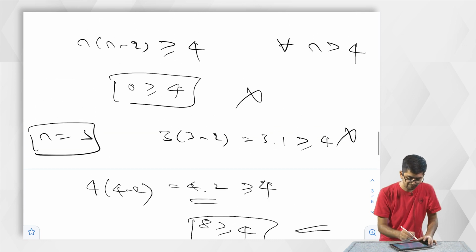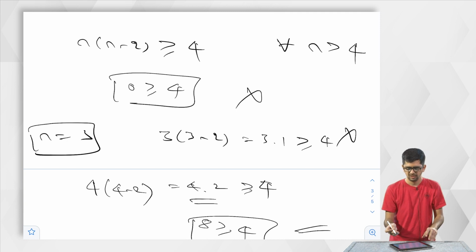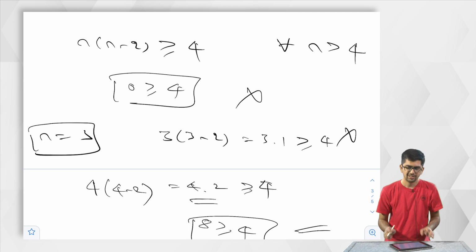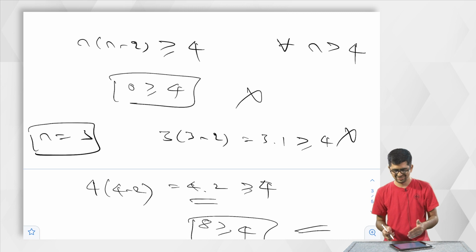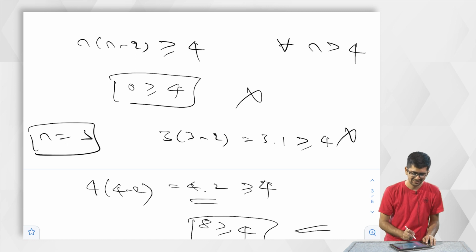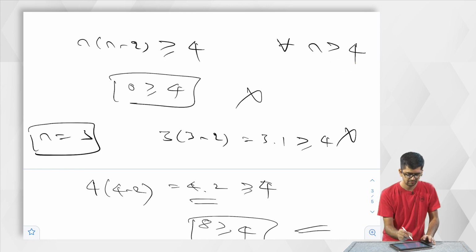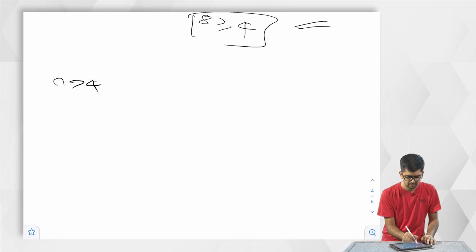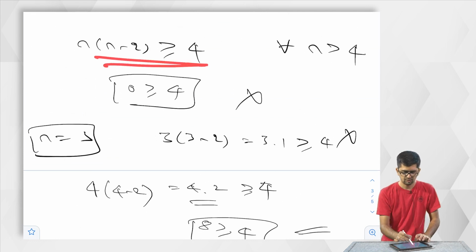So what about n equal to 5? Should I go on doing this forever, n equal to 4, 5, 6 and so on? That is one good idea, but then this full session will be spent writing down the substitutions n equal to 4, 5, 6 and so on. So let us not do that. Let us see if for n greater than 4, do we have this inequality? Does n greater than 4 imply n times (n minus 2) is greater than or equal to 4? This is what we want.